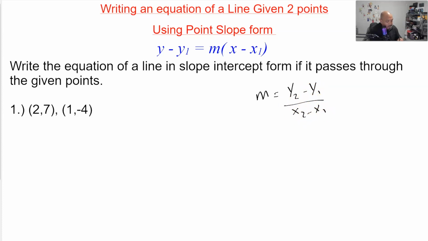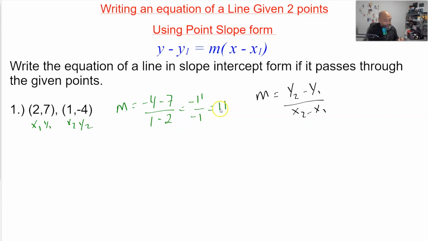Now you guys should be familiar with using the slope formula. You could pick either point to be your x1, y1, or x2, y2. It doesn't matter. Just be consistent. So if this is my first point, that'll be my x1, y1, and this is x2, y2. And we just substitute it into our formula. So we wind up with m equals y2, which is negative 4, minus y1, which is 7, over x2 minus x1, equals negative 4 minus 7 is negative 11, over 1 minus 2, which is negative 1, and negative 11 divided by negative 1 is positive 11.